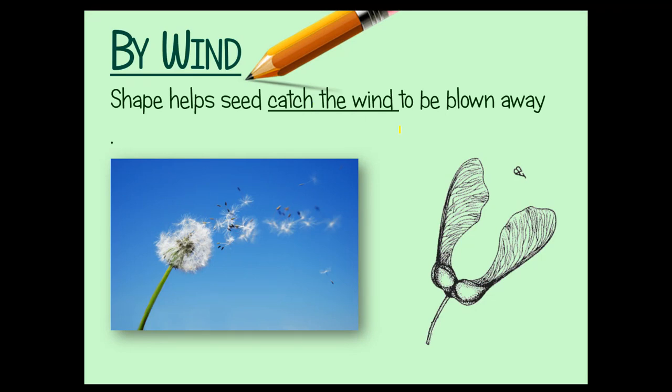Wind, the seed gets caught in the wind and blows away. So a dandelion, we've all gone out in our yards, picked the dandelion and blown the seeds. That's a good example of wind. They're designed to be very lightweight and fluffy so that they'll float away. These are the helicopters that are dropped by the maple trees, and those are also designed so that they catch the wind to get further away from the parent tree.